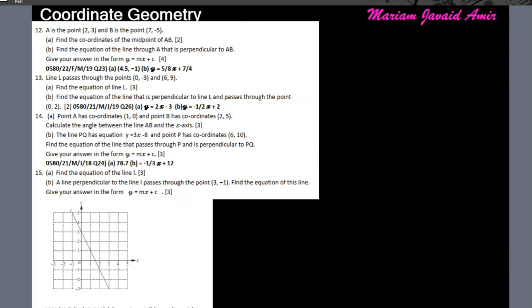Okay, question 13. Line L passes through 0 comma minus 3 and 6 comma 9.